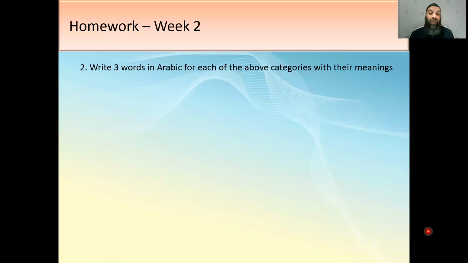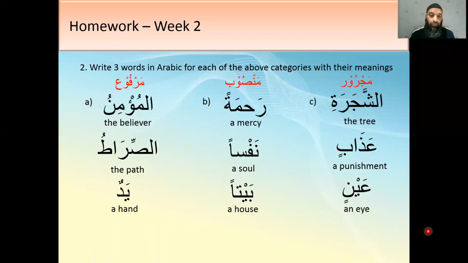Number 2, write 3 words in Arabic for each of the above categories with their meanings. So for marfu, I've written al-mu'minu, as-siratu, yadun. This is the marfu'ness here. That ending there tells you the word is marfu.